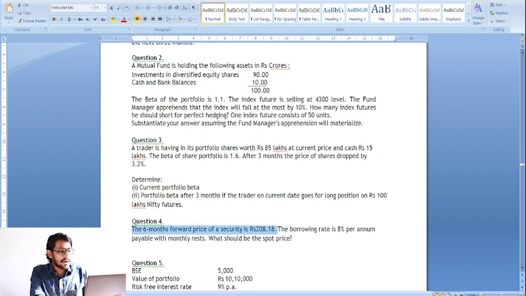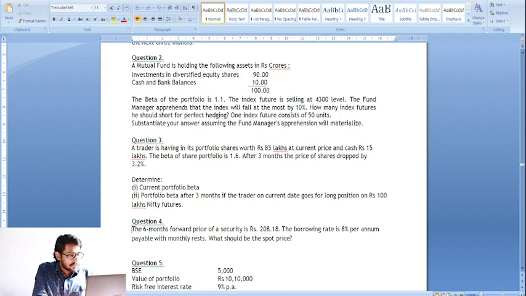The 3 months forward price, forward and future are different. Forward is over the counter, future is exchange traded. Okay, don't go into too much. Anyway, the price is the same. Computation of future price and computation of forward price are the same. The 6 month forward price of a security is 208.18. The borrowing rate is 8% per annum with monthly rest. With monthly rest means monthly compounding. What should the spot price be?